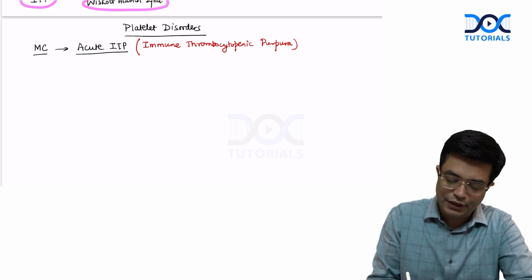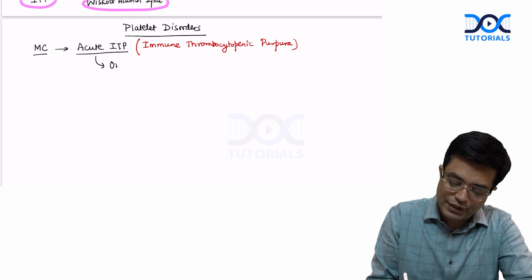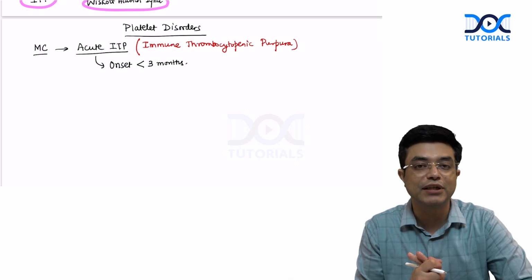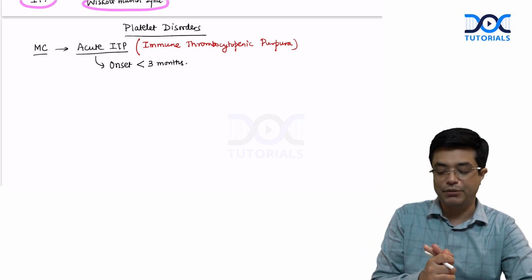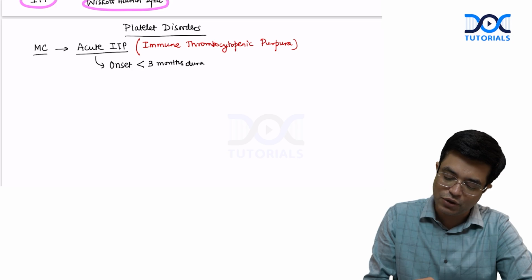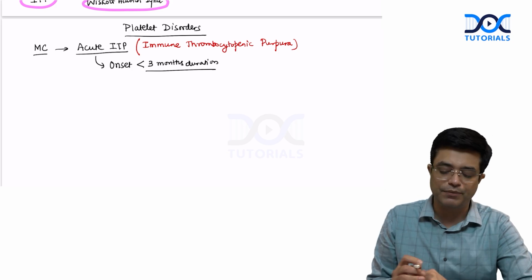Acute ITP is said to be there where the onset of illness is less than 3 months. 3 to 6 months is generally considered to be subacute, and more than 6 months is generally considered to be chronic ITP. So the classification is by duration of onset, 3 months. It is not age. Onset is less than 3 months of duration.